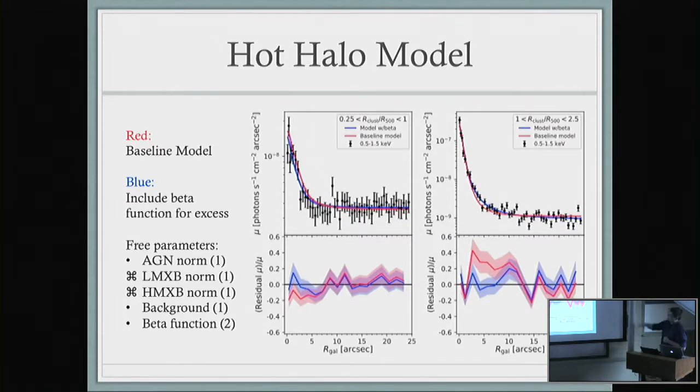And so here's the next plot. The blue model now is if we have AGN, low mass X-ray binary, high mass X-ray binary, background, that's 4 free parameters, and then we add a beta function. So it's just a height and a fall-off radius. And that does a pretty good job. So the blue now is the residuals when we add an extended component. And the blue line goes through the data very nicely.